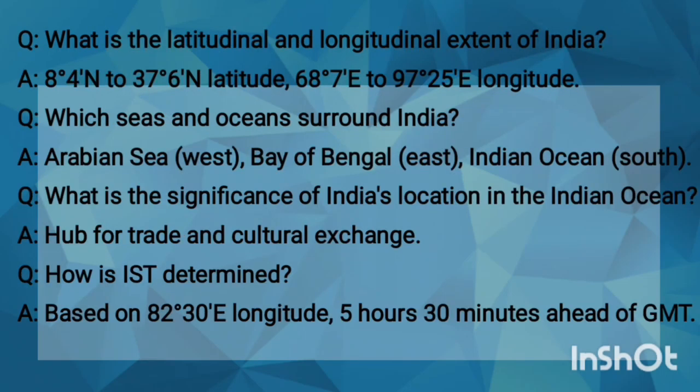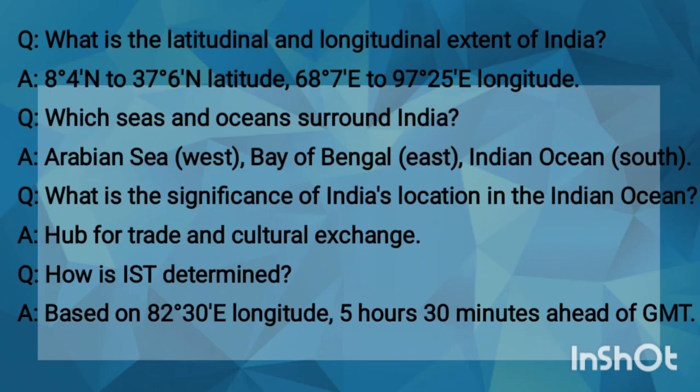Distance of India. India lies between 8 degree 4 minutes north and 37 degree 6 minutes north latitude and 68 degree 7 minutes east and 97 degree 25 minutes east longitude.